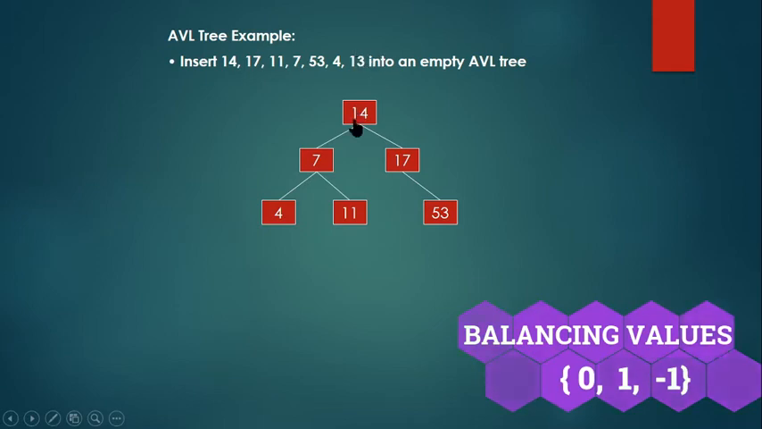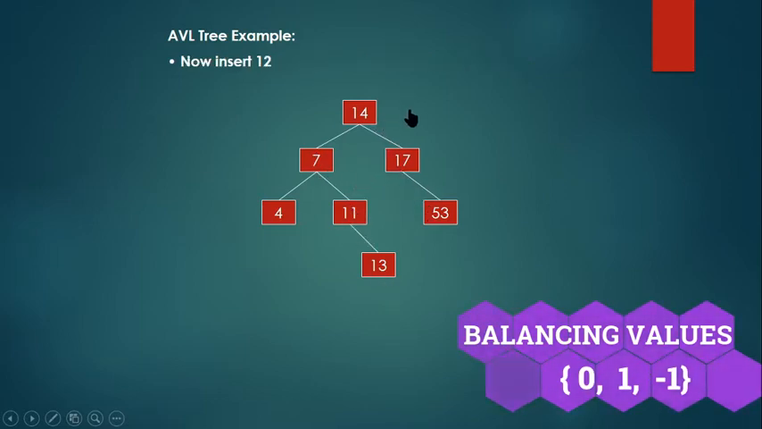Now go for 13. 13 is lesser than 14. It's greater than 7. Again, it's greater than 11. So it goes to the right side of 11. Now check whether it's a balanced one. For 11, 0 minus 1, minus 1, no problem. For 7, 1 minus 2, minus 1, no problem. For 14, go for the deepest one. Don't take these two, go for the deepest one. 1, 2, 3. 3 minus 2, 1. Again, we don't have any problem.